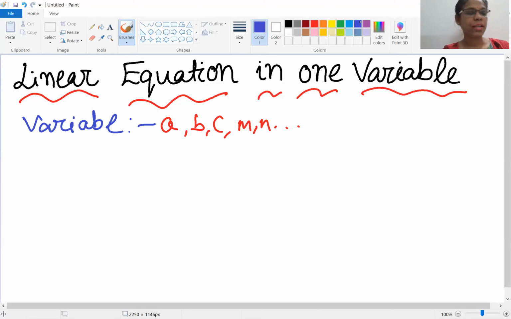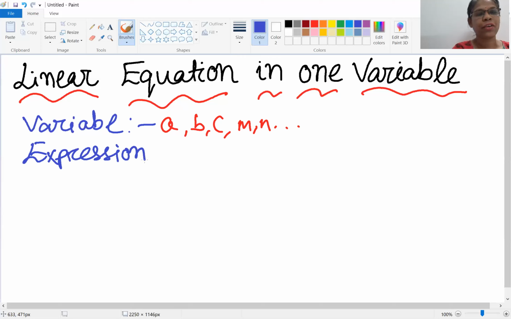My next term is expression. What is an expression? This is not my facial expression. This is the mathematical operation expression. So what is a mathematical operation expression? The expression has two parts. The first one is a variable. The second one is a fixed one.